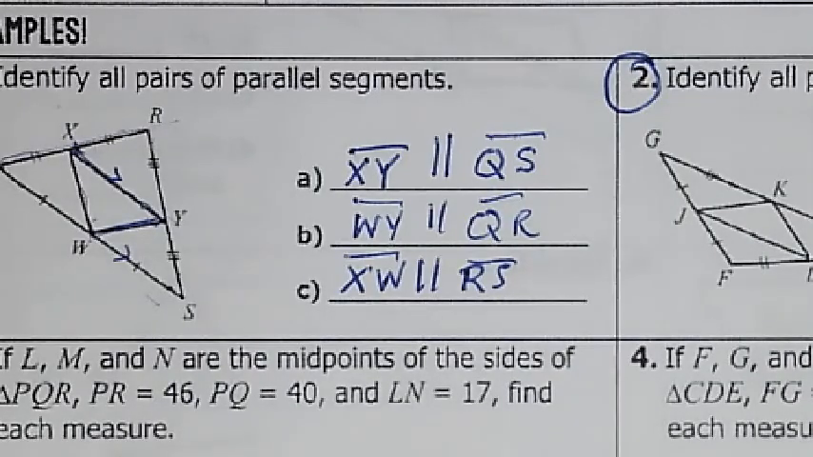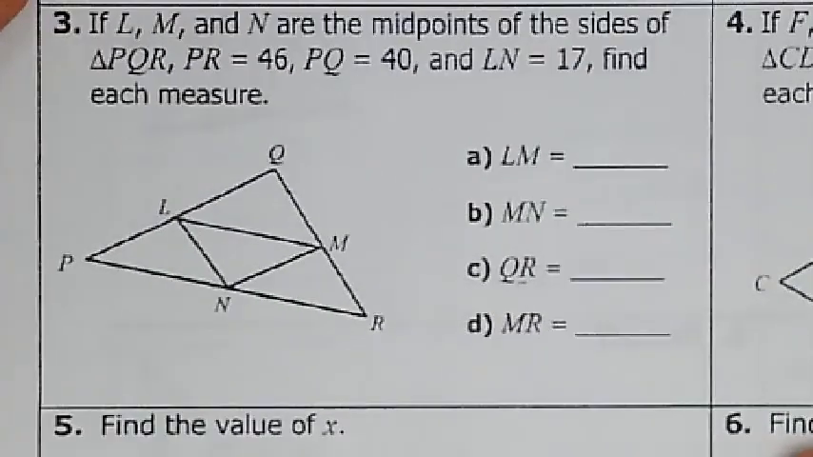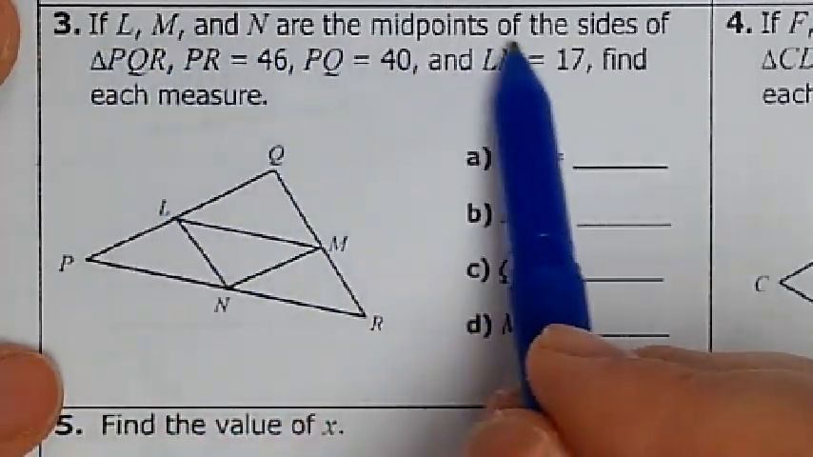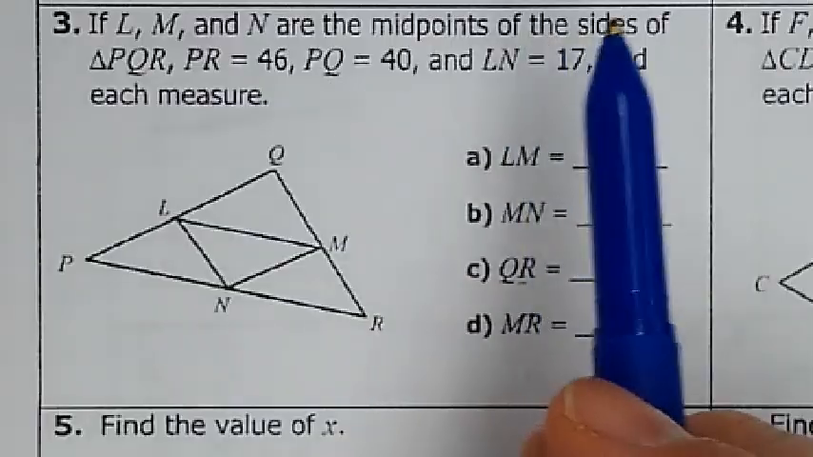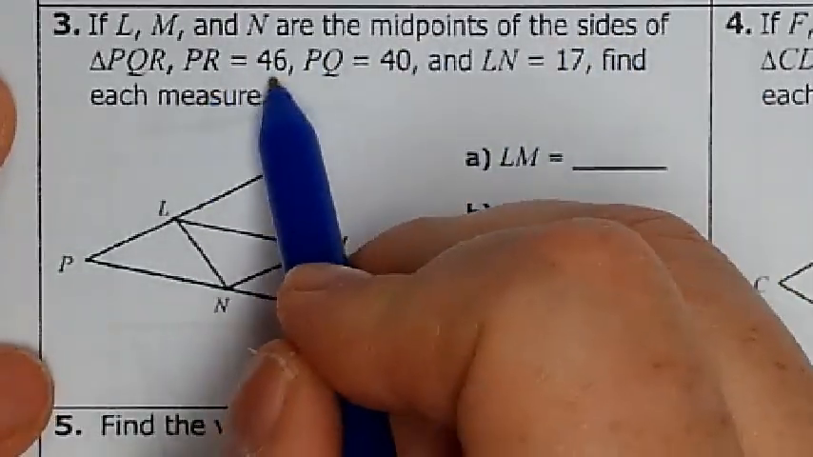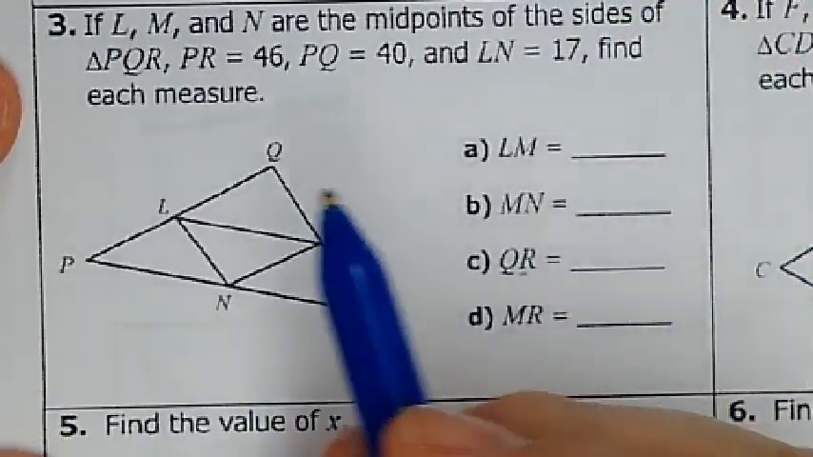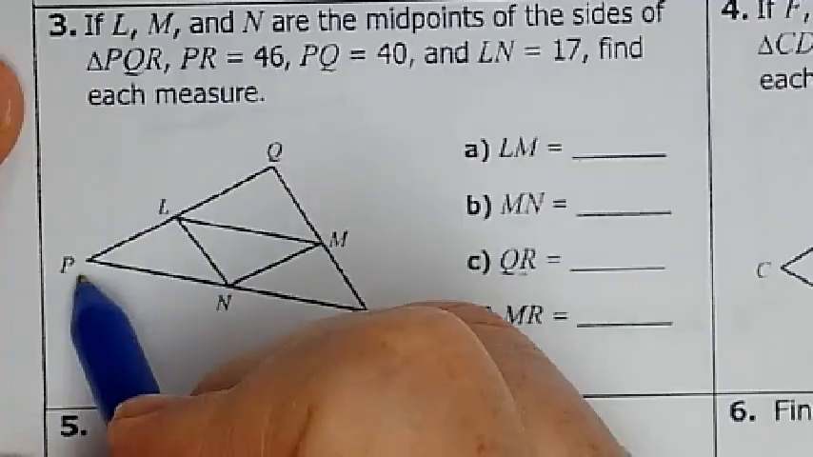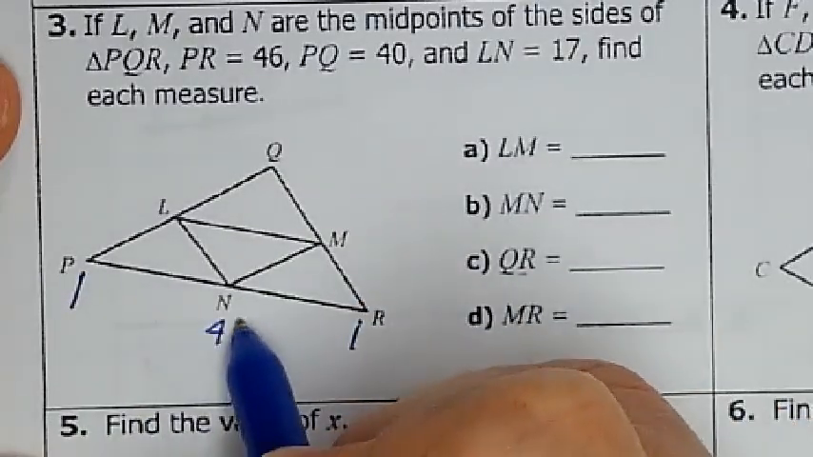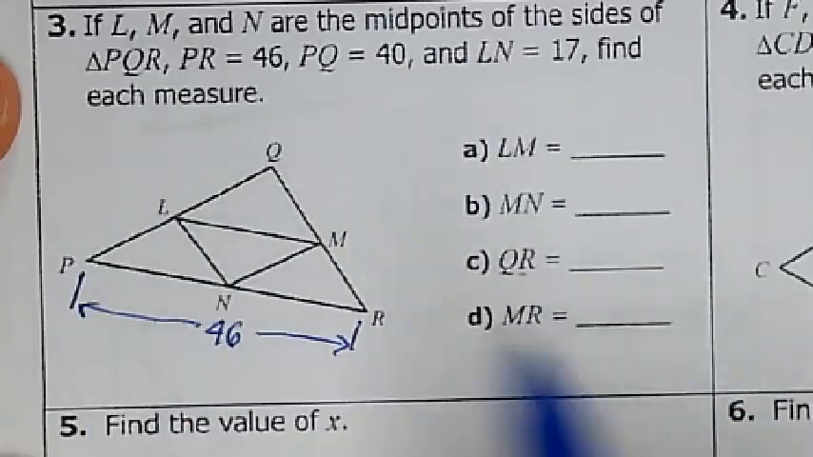The next one I want to look at is number 3 with you, just for examples. In number 3, it says if L, M, N are the midpoints of the sides of triangle PQR, PR is 46. So what I'm going to ask you to do is label PR is 46. Simple. That means the distance from P to R is 46.